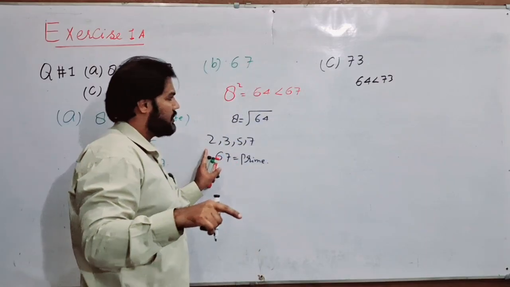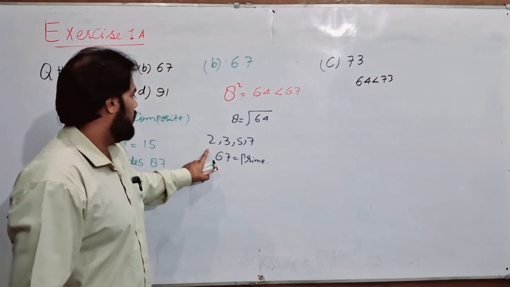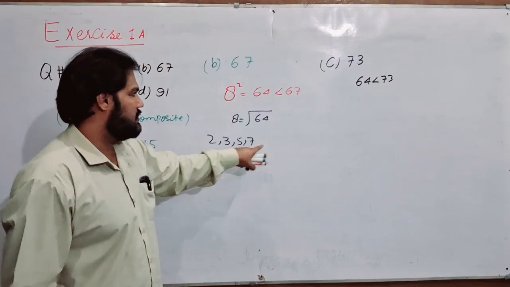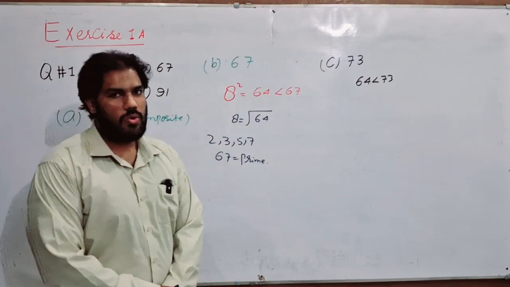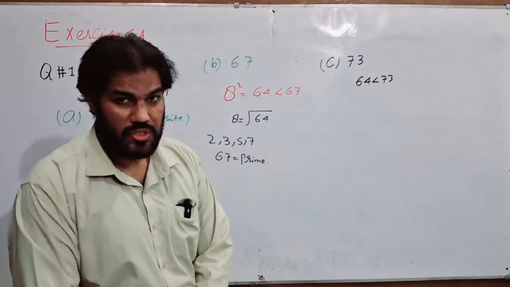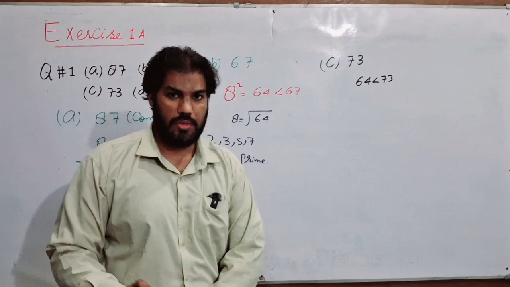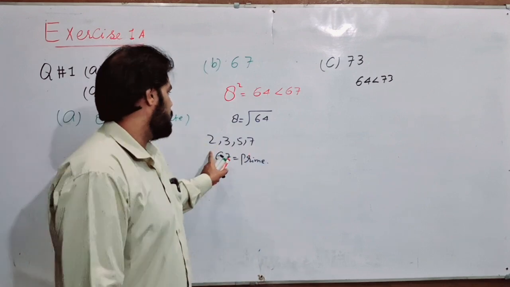So all the prime numbers which are less than 8 are 2, 3, 5, 7 again. And now check which of the numbers 2, 3, 5, 7 divides 73. 2 cannot divide 73 because 2 is even and 73 is odd. An even number cannot divide an odd number. So this number is not divisible by 2.